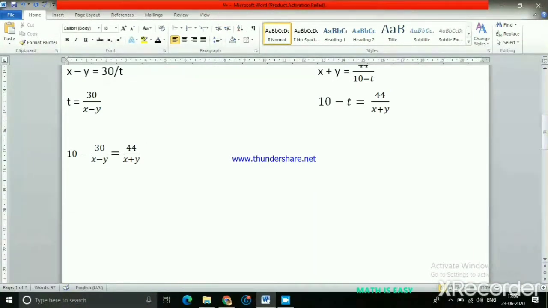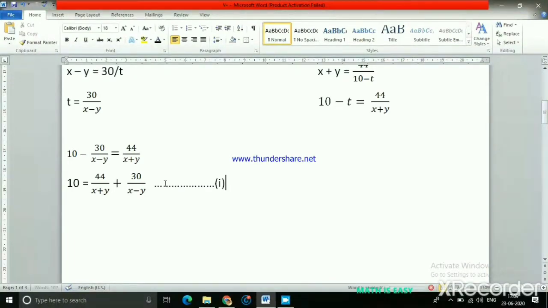Now what I can do here is keep 10 equals 44 upon x plus y as it is, and bring this minus 30 upon x minus y to the right hand side. So minus will become plus, plus 30 upon x minus y. We'll call this equation number 1.